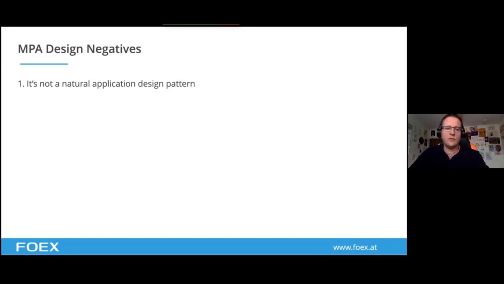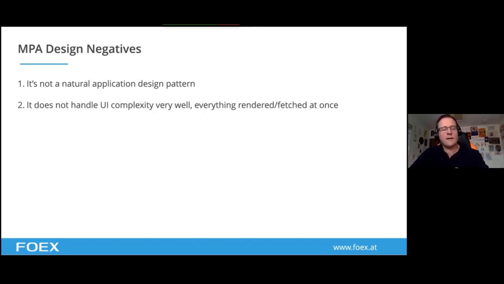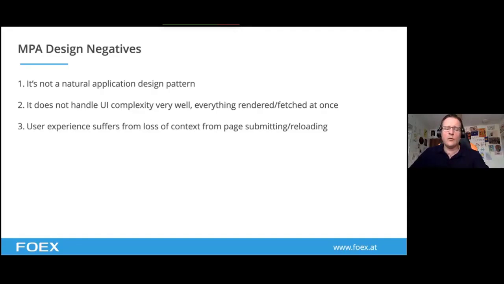that people need to perform, which is why it's not handling UI complexity very well, because everything's being rendered, fetched, and losing that context. So it really causes a degrade. It can cause a degrade in productivity, and it's less efficient in a way of we're fetching over and over.